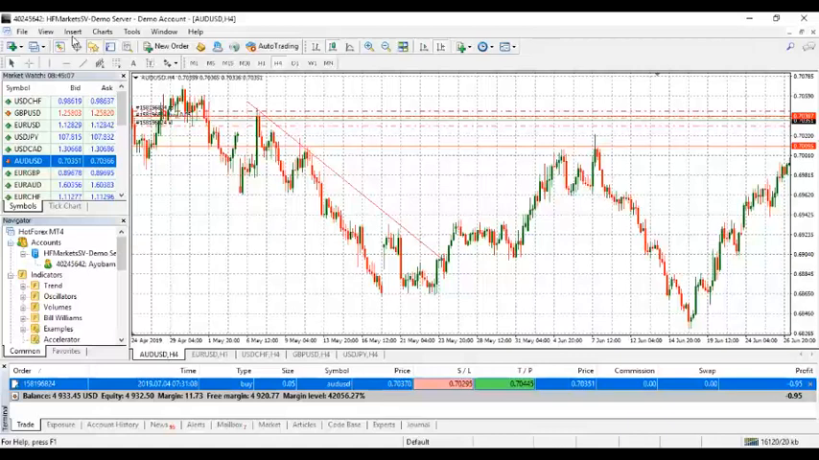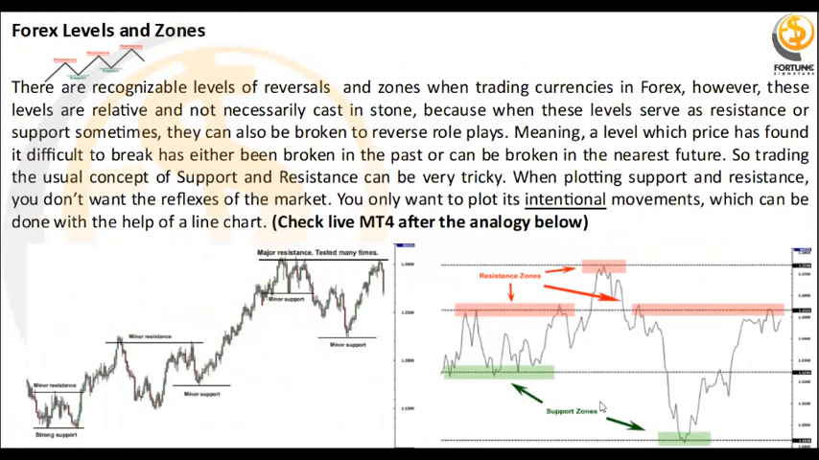So very quickly, for time's sake, let's move as fast as we can. In Forex, we have levels and we have zones. There are recognizable levels of reversals and zones when trading currencies in Forex. However, these levels are relative and not necessarily cast in stone, because when these levels serve as resistance or support sometimes, resistance means price cannot go further than that. Support means price is bouncing off a particular zone or level. That's what we call support and resistance in Forex.